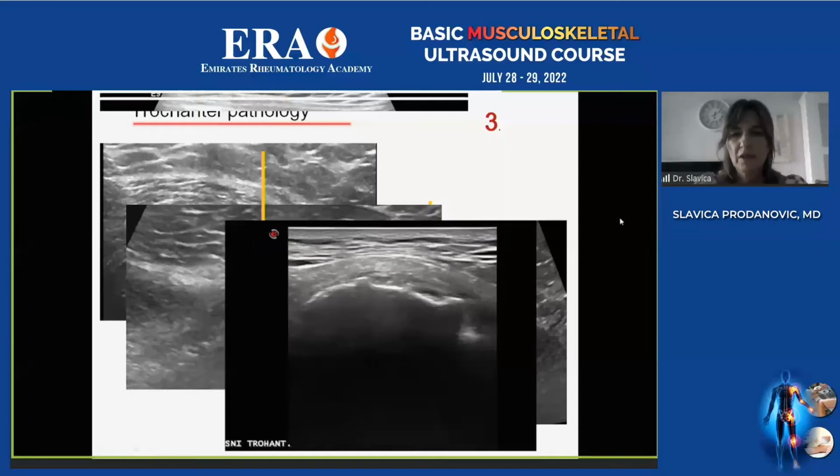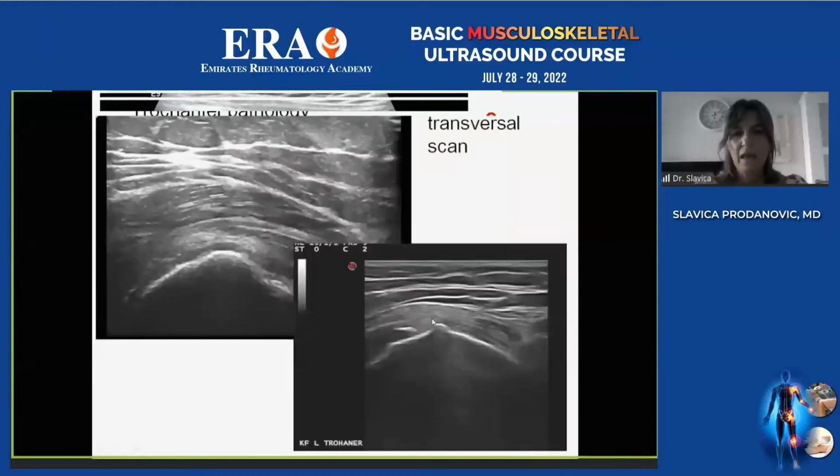And you may find irregularity of the bony cortex that also belongs to tendinopathy. You may see that the cortical surface is not intact like normal should be. And this is the transverse scan. This is a normal appearance of the greater trochanter at the level of the transverse scan, and you may notice the difference.